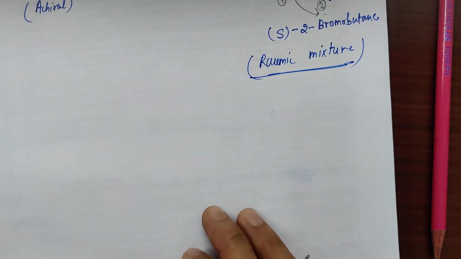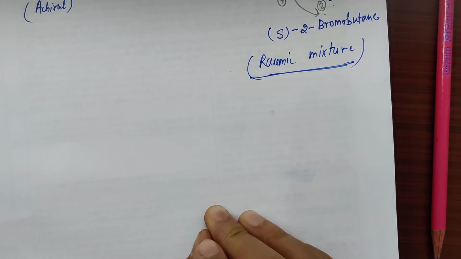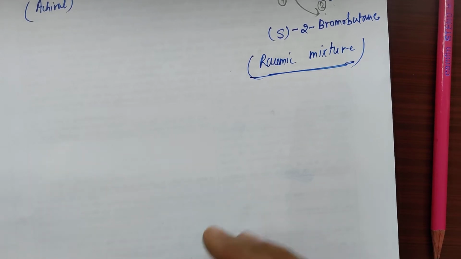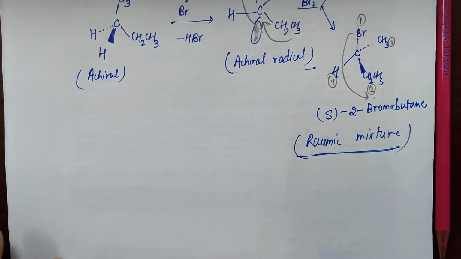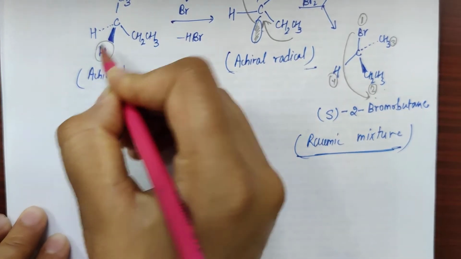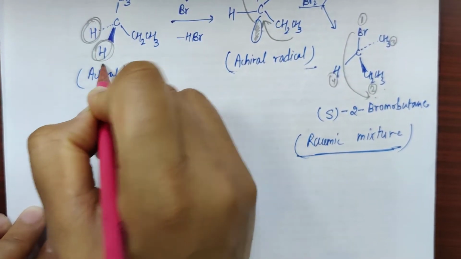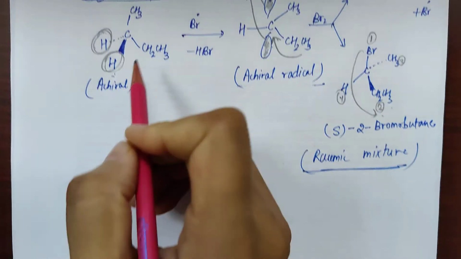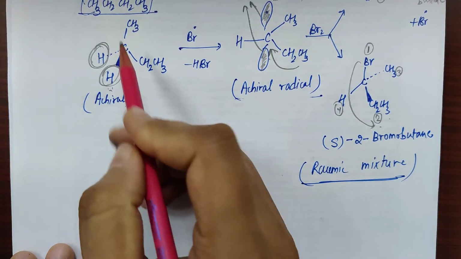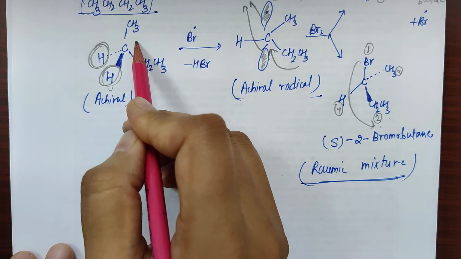And if we discuss the second type of mechanism, that will be the mechanism involving carbocation. Before that, I would like to tell you one thing. Here we have these two hydrogens. These two hydrogens, if replaced by any other functional group or any other substituents, the molecule obtained will be chiral.